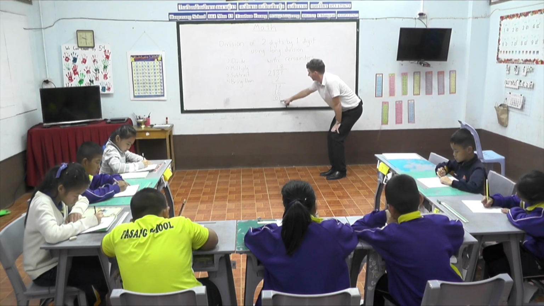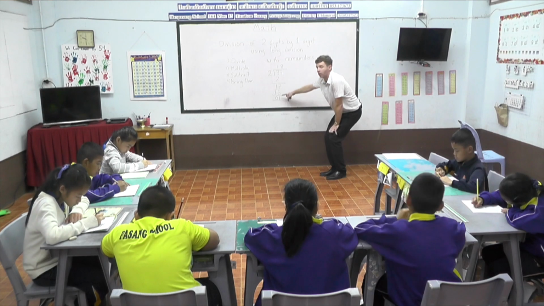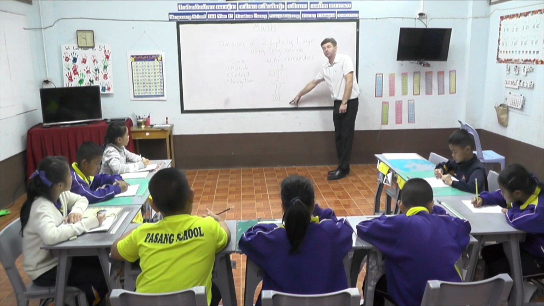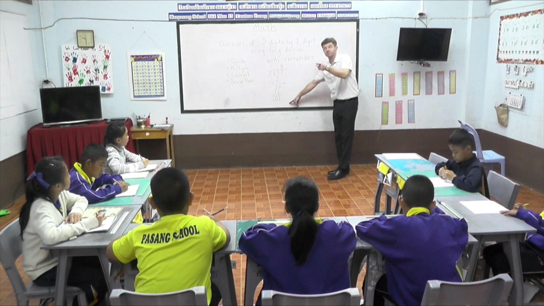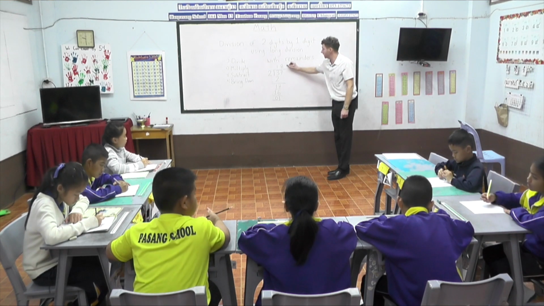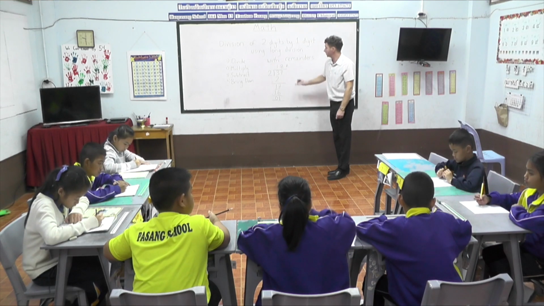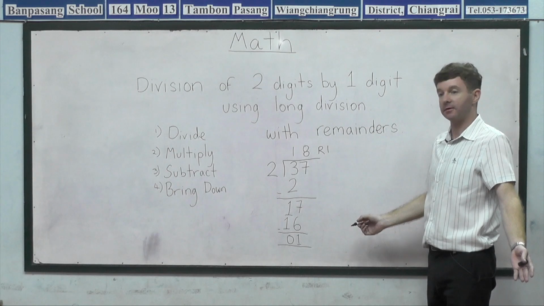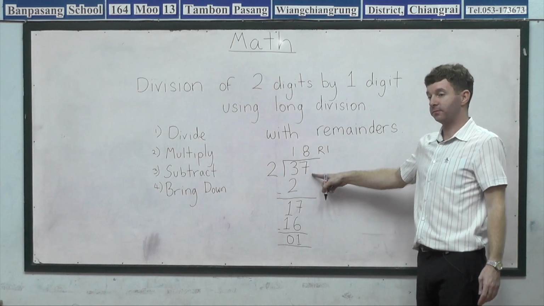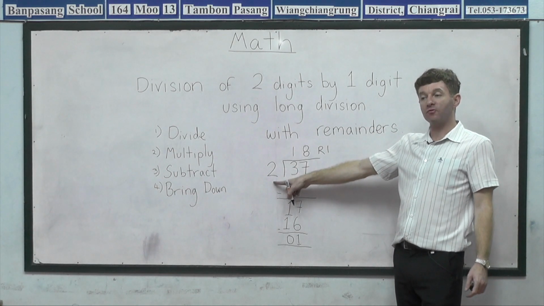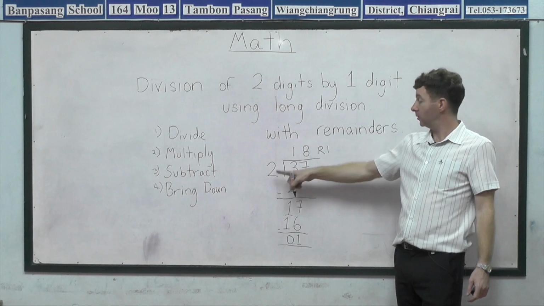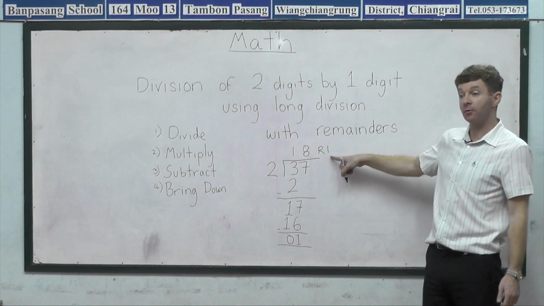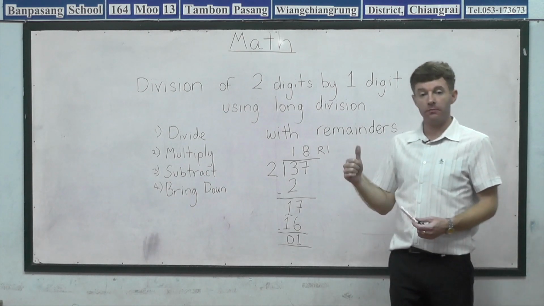So guys, we have 1, but I have nowhere to take 1. We're finished with columns. What do I do with 1? Remainder. 1 becomes our remainder, so we write our 1. And we have our answer. 37 divided by 2 equals 18, remainder 1. There we go.